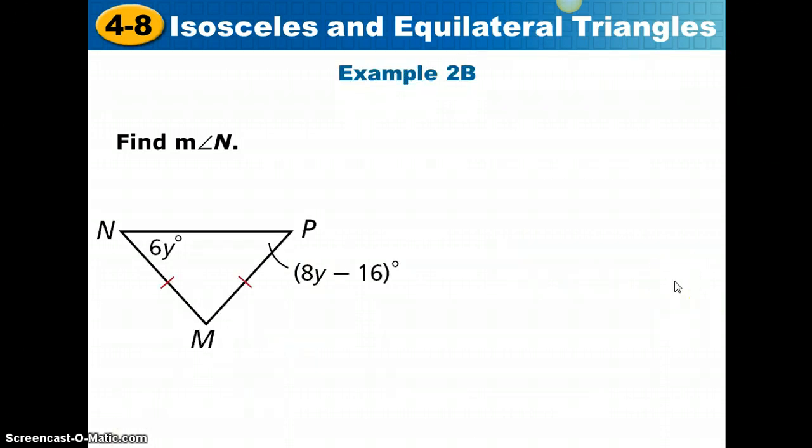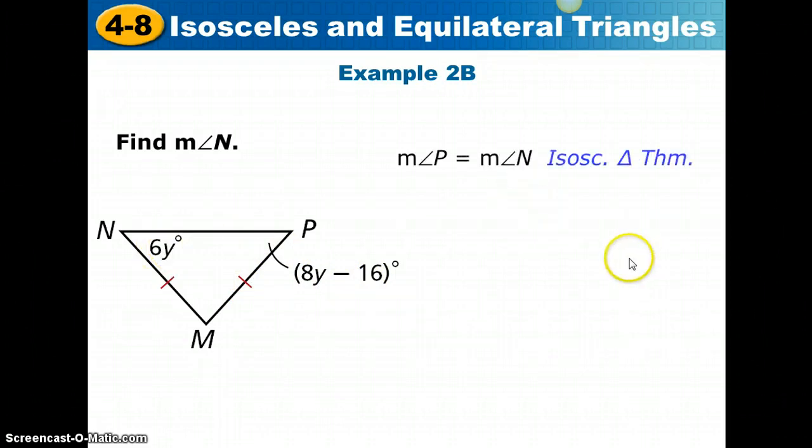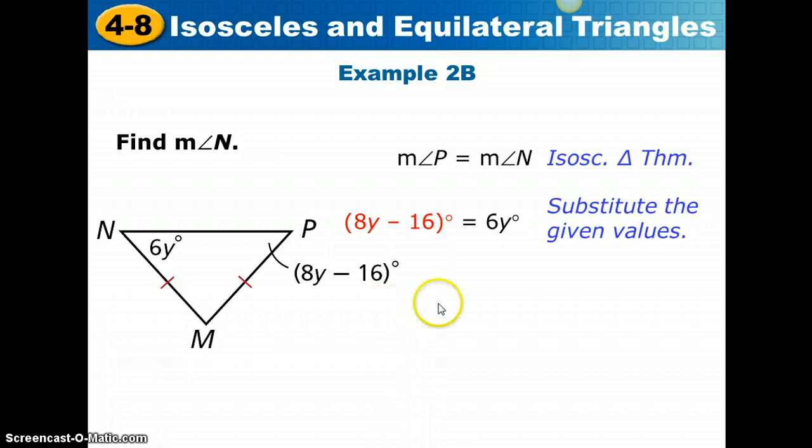All right, let's take a look at example 2b. We're given another isosceles triangle with base angles N and P, and N is expressed as 6y degrees, P is expressed as 8y minus 16. Remember that in an isosceles triangle, base angles are congruent. So their measures must be equal, so I can say that 6y and 8y minus 16 are equal. We can solve this equation for y, plugging it back in to find the measure of angle N. Why don't you take a few moments, pause the video, and solve this equation for y.